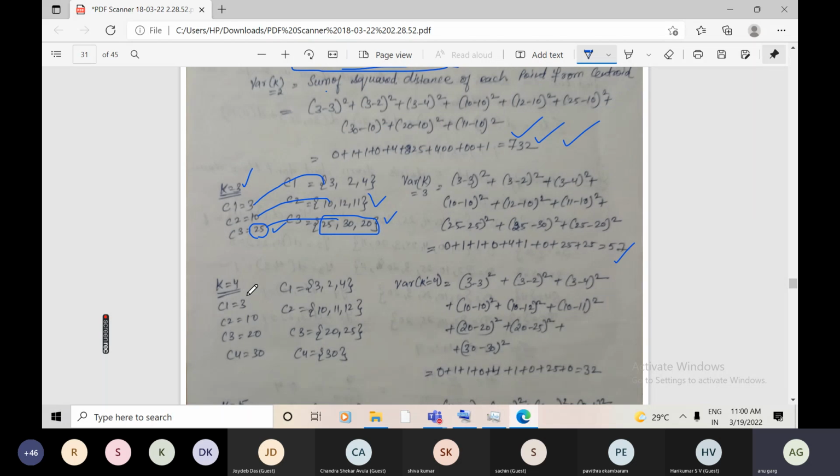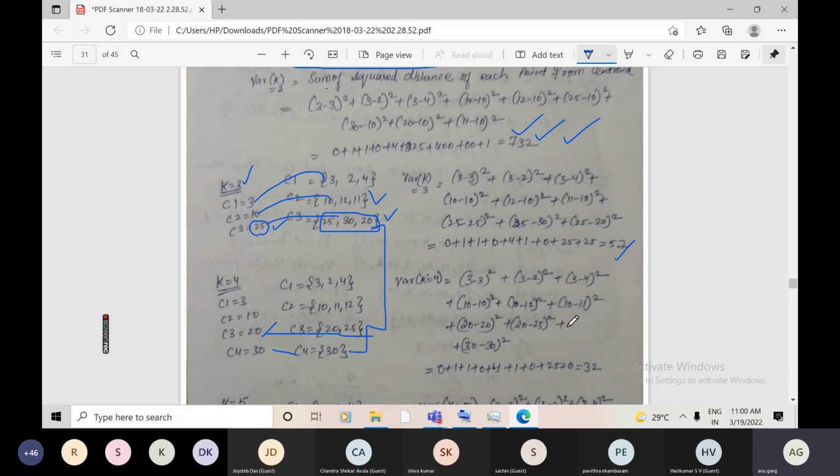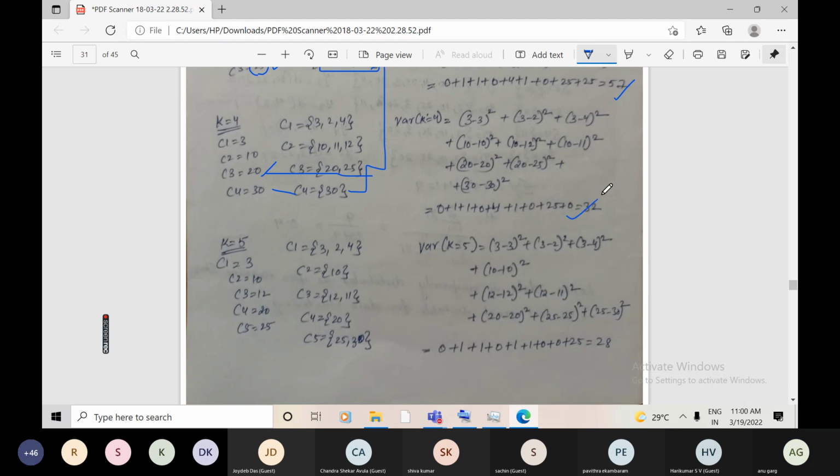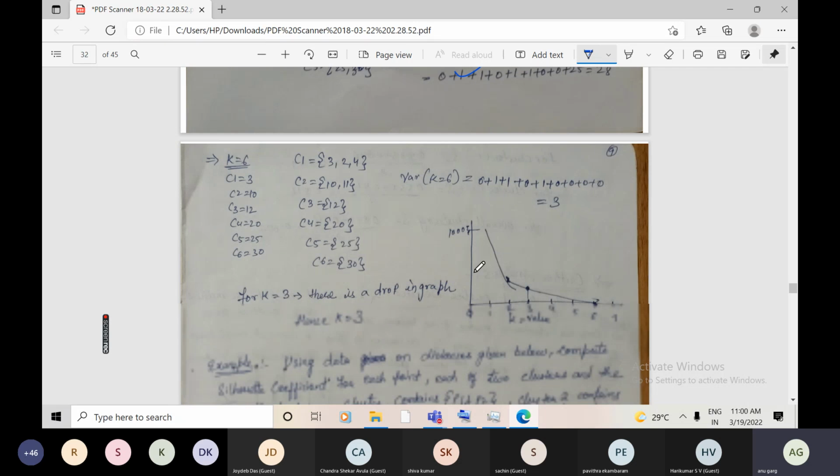Then you do the same for K=4, divide this cluster again, take one more centroid, the average of this is the new centroid for C3, and then you find out the SSE. Do it for K5, divide your cluster again, K6, and then you plot. For all your K values, you plot the SSE values you have got, and wherever you see a sharp decrease, that is your optimal K value.